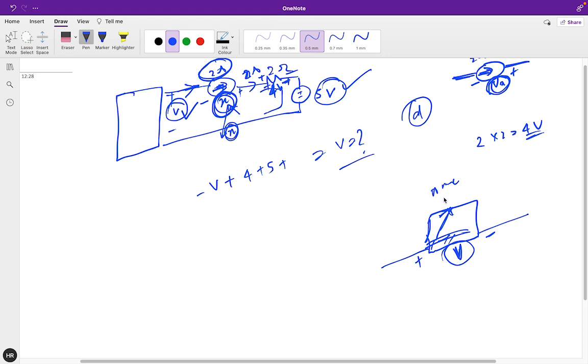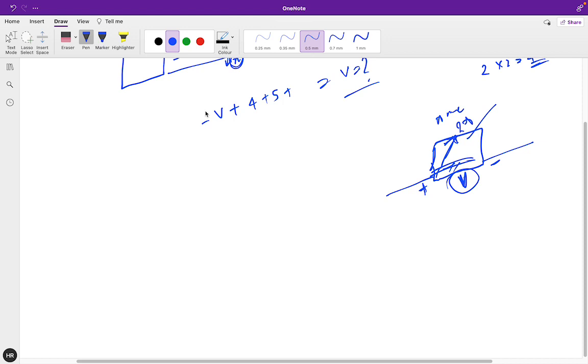So this is developing some potential. It is showing 2 ampere, but how much voltage is required to show this 2 ampere current is not given. That's why we cannot calculate the overall KVL here.